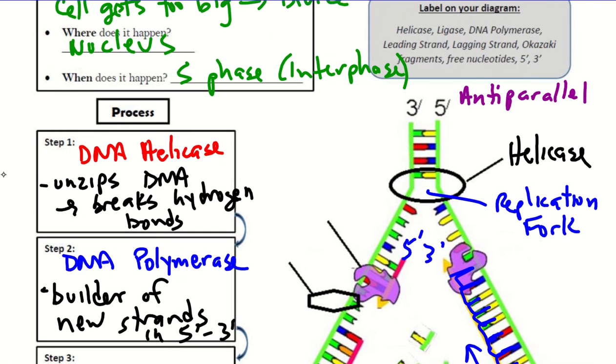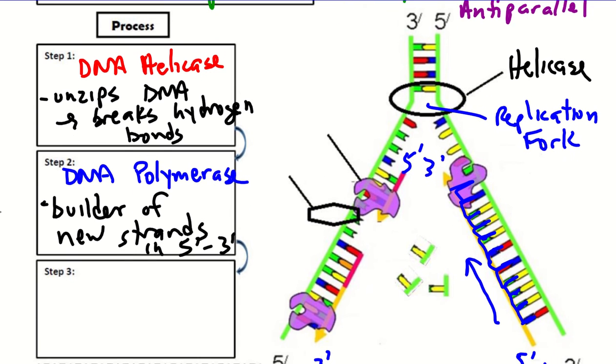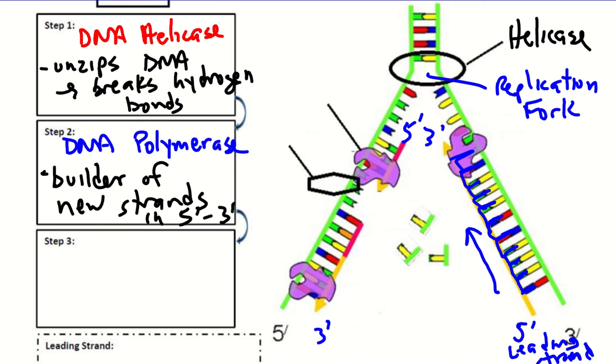Now, the other strand doesn't really operate as continuous. We still have DNA polymerase adding in nucleotides. However, it is moving away. So notice how we see this moving away in chunks. Polymerase can't really operate as well going away from the replication fork. So what ends up happening is it works in little chunks.